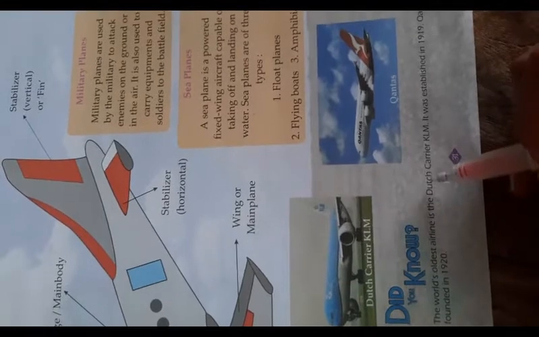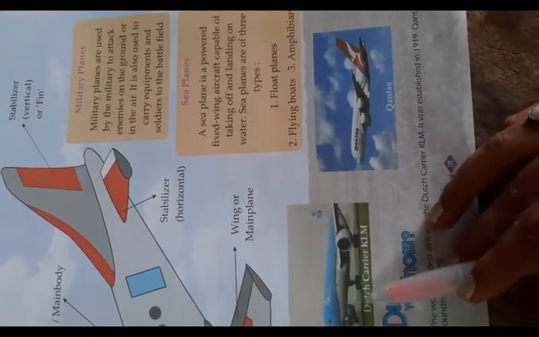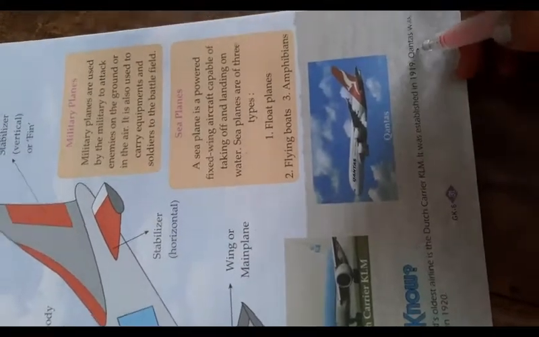Next, did you know the world's oldest airline is the Dutch carrier KLM? It was established in 1919. Qantas was founded in 1920. Coming to chapter number 24, we have the universe.